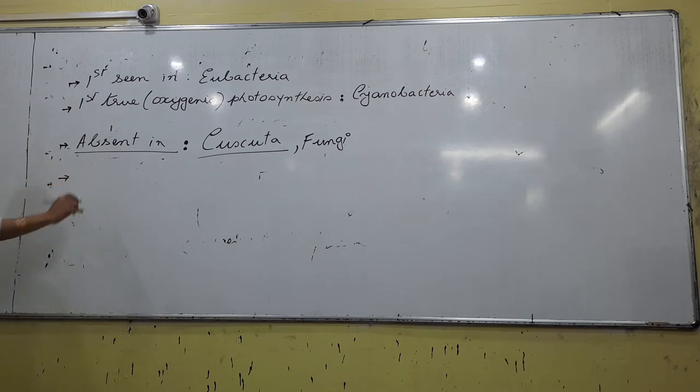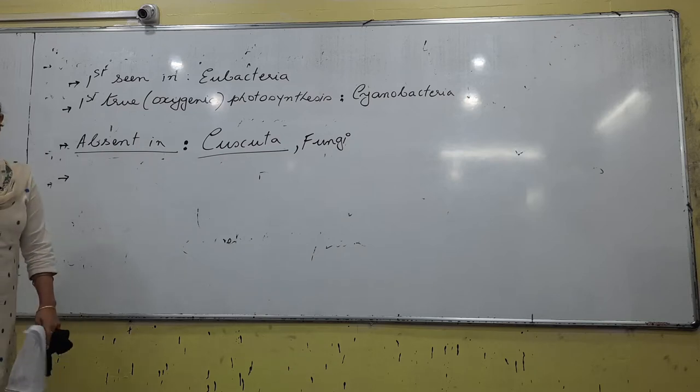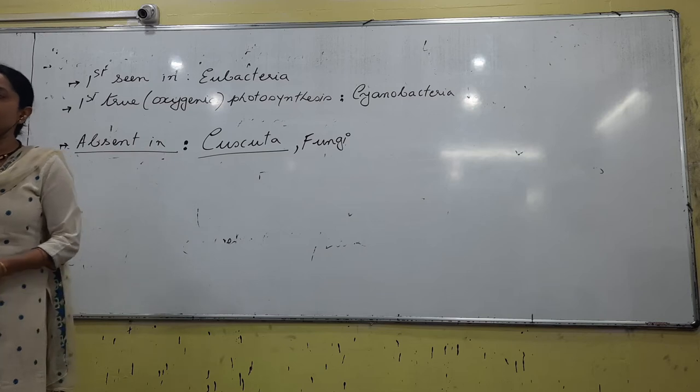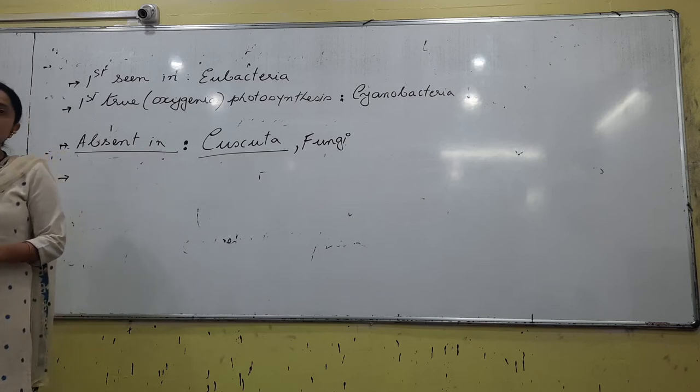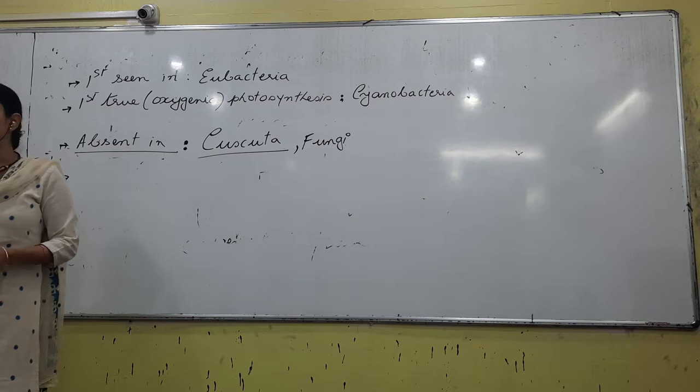Okay, next, which part of the plant undergoes photosynthesis? If we talk about parts of a plant, it is divided into stem, roots and leaves. So who does photosynthesis? The leaves do, as they have chloroplast. Does the root undergo photosynthesis? In the majority of cases, no.